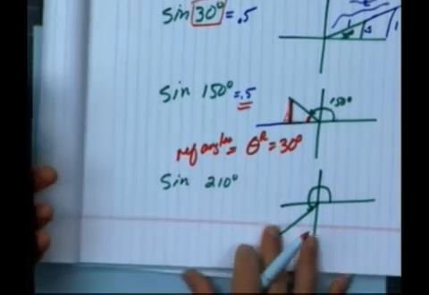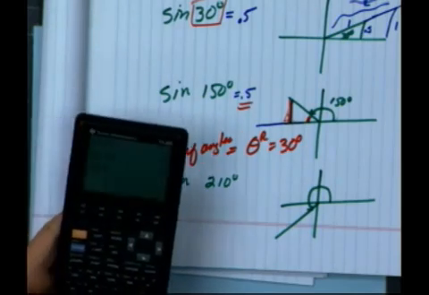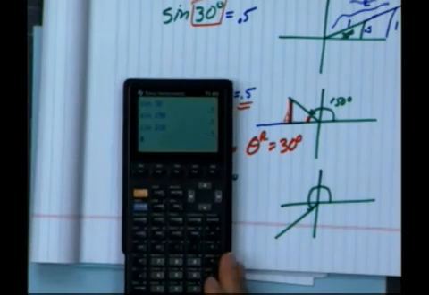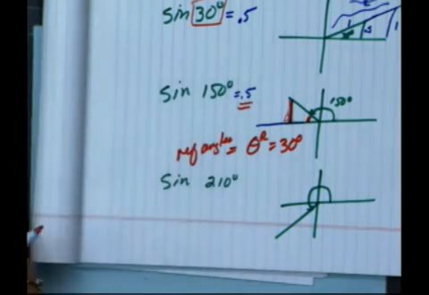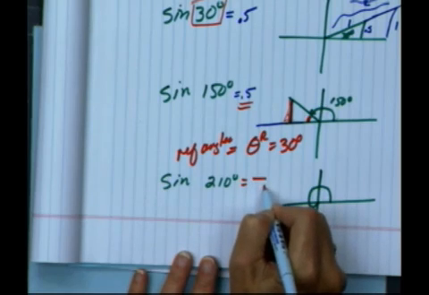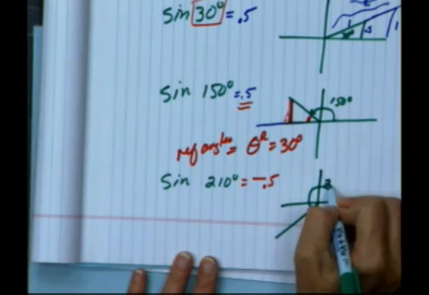Let's go a step further. Let's go to sine of 210. Sine 210. What did you get this time when you did sine 210? Negative 0.5. The sine of 210 is negative 0.5. All right, well, let's see why we think this is negative 0.5. All right, this big angle is 210 degrees.